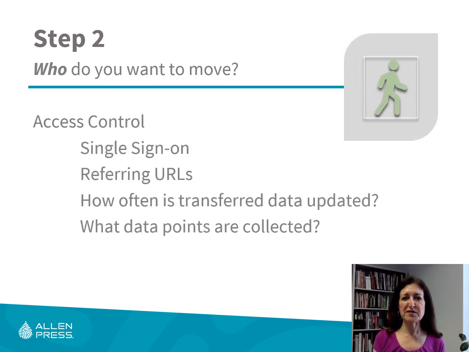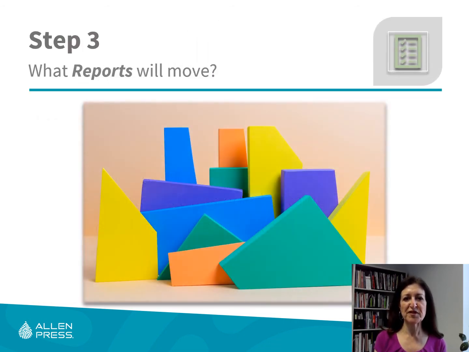So as you summarize all of the people data that needs to be moved, also keep in mind access control. Access control is just what it sounds like, all the ways that a reader can access your journal's content. This might be done through single sign-on, through a referring URL, and also keep in mind that if you're transferring user or institution data, how often is that access control data updated and what data points are you collecting? Your provider will, again, use all of that information to make sure that access transfers smoothly from the old to the new platform. And this brings us to step number 3.